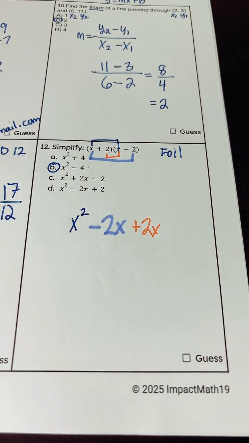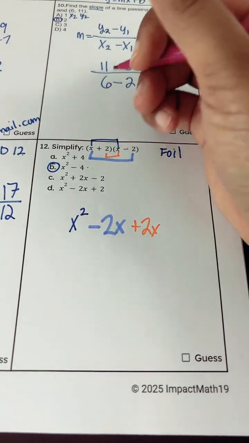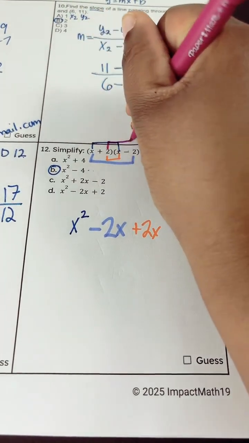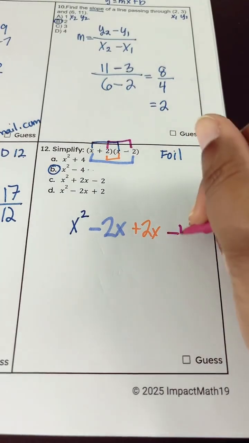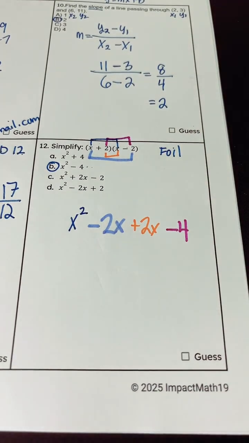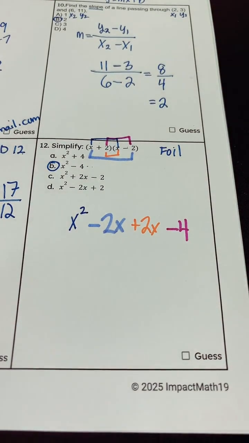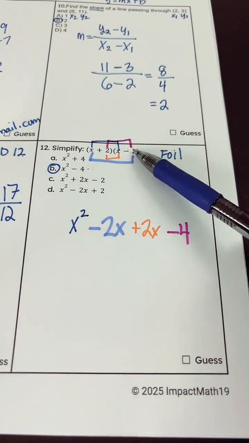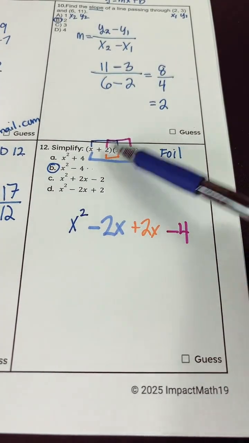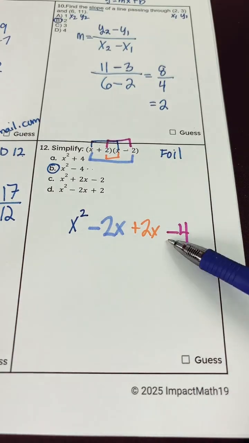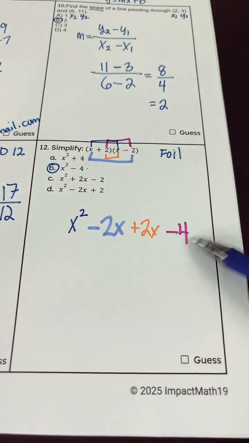Box method is better. When I was in the classroom, that's what I used to love because the kids just got it. -4. Good. Yes. 2 times a -2 is -4. Perfect. Yes, because we're multiplying. We are not adding here, so we cannot get 0. We're multiplying. So a positive times a negative is a negative, and 2 times 2 is 4.